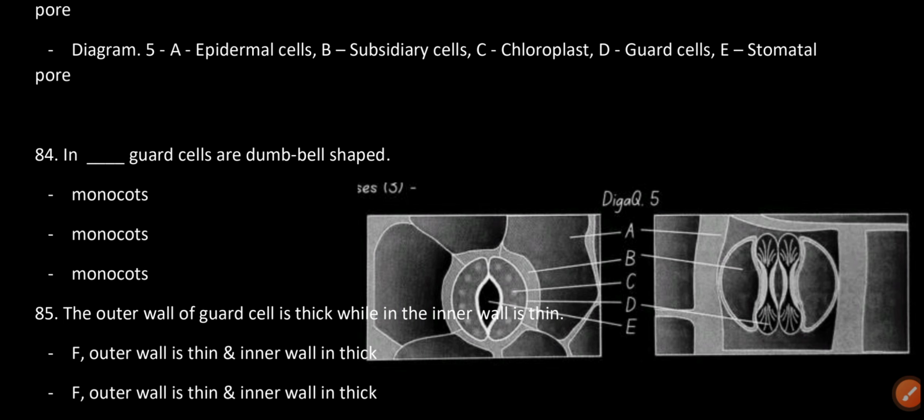In monocots, guard cells are dumbbell shaped.